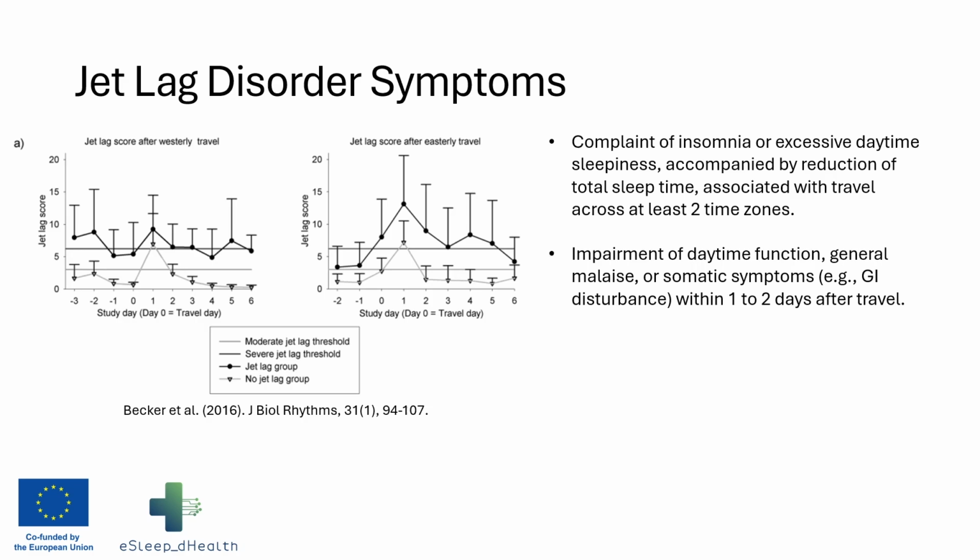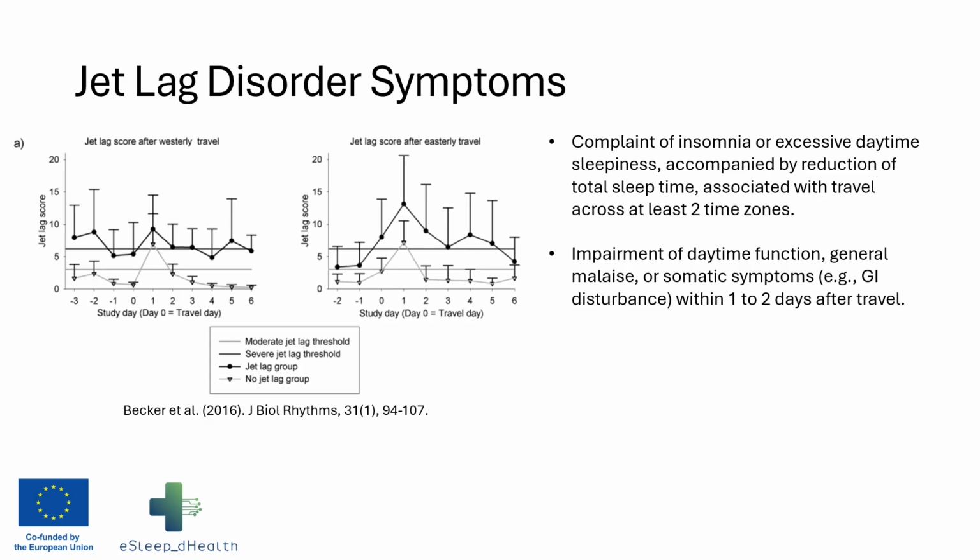So these graphs to the left show the time course of jet lag in two groups of people. So it's reporting jet lag symptoms after traveling west or traveling east. And the dark line, so the one on the left is westerly travel, the one on the right is easterly travel. The dark lines indicate those with at least moderate jet lag, and the light line is those with no jet lag. And the horizontal thresholds are just cutoffs for moderate and severe jet lag.